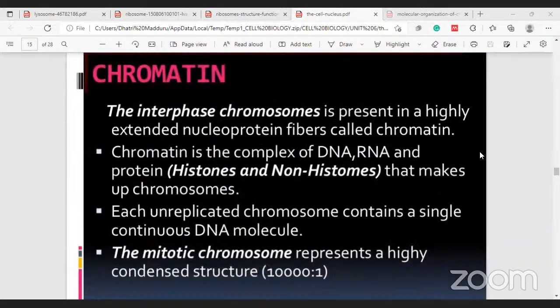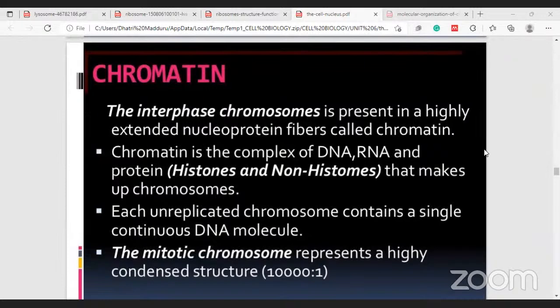Now, what is chromatin? Interphase means the gap between mitosis and the next cell cycle, where division is not taking place. Here the chromosomes are highly extended nucleoprotein fibers called chromatin. This chromatin is a complex of DNA, RNA and proteins. These proteins can be histone and non-histone proteins that make up the chromosomes, and each unreplicated chromosome consists of a single DNA molecule only.